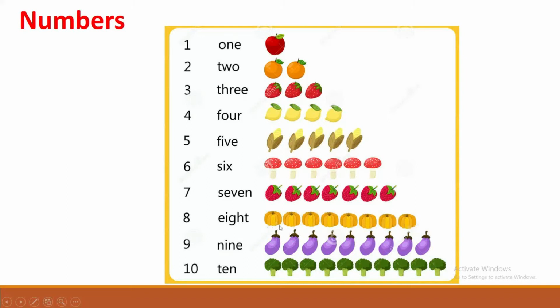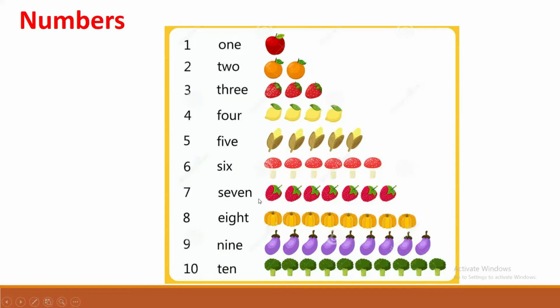1, 2, 3, 4, 5, 6, 7, 8. Very good. There are 8 pumpkins. Next number 9. N-I-N-E, 9. How many fringes? How many here? 1, 2, 3, 4, 5, 6, 7, 8, 9. There are 9 fringes. Last number 10. P-E-N, 10. Let's count. What are these? Broccoli. Okay, let's count. 1, 2, 3, 4, 5, 6, 7, 8, 9, 10. I hope you can remember these numbers in words.